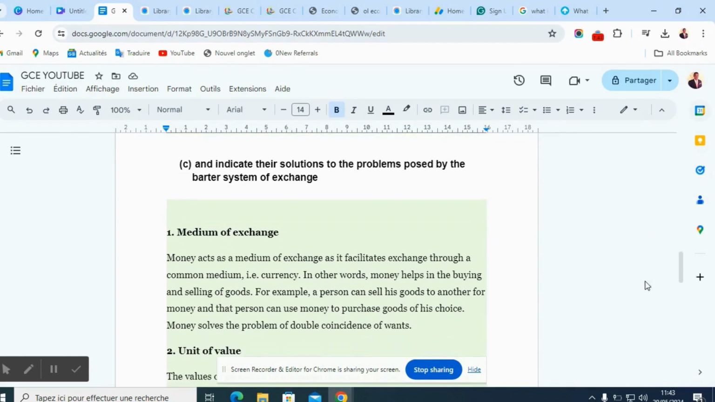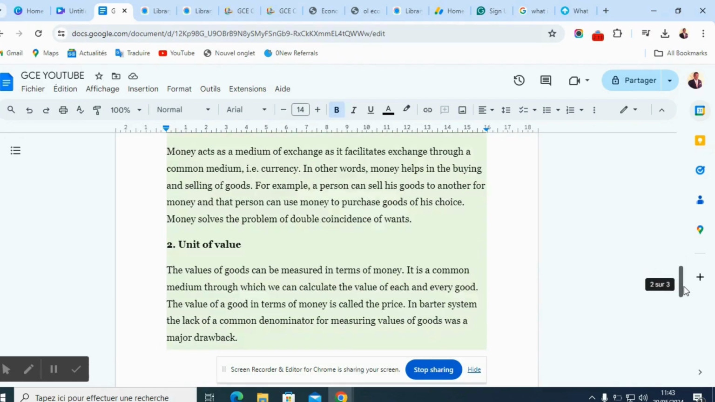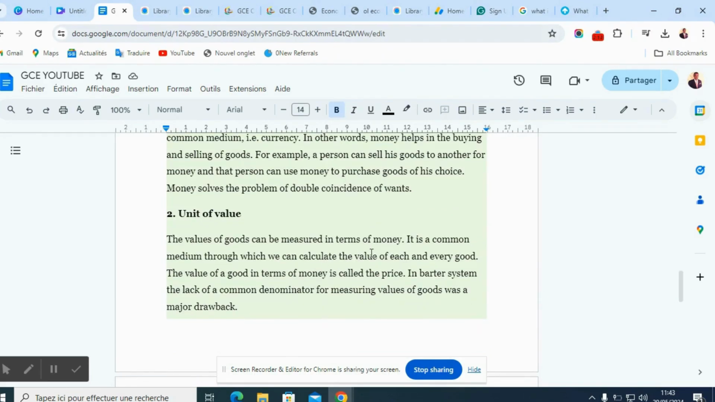The B part of that question says, and indicate their solutions to the problems posed by the barter system. So how has this brought a solution to us? Number one is medium of exchange. Money acts as a medium of exchange as it facilitates exchange through a common medium, but the barter system could not do this. The second thing is unit of value. The values of goods can be measured in terms of money, while with the barter system it could not. So that is actually what it helps.